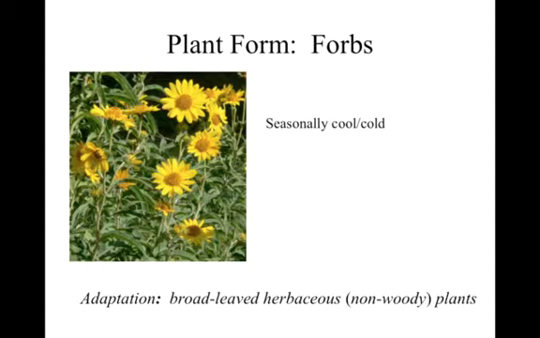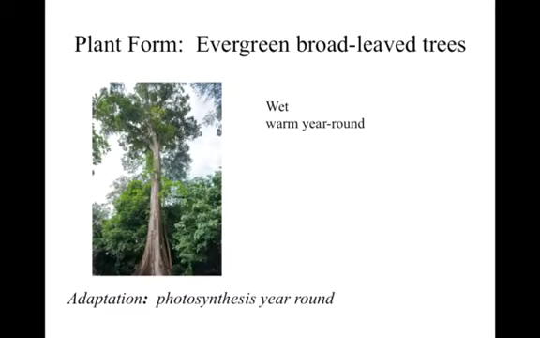The next plant form is forbs. These occur in seasonally cool, cold environments. So, Canada, where it's never really super warm. This is where you find these guys. They are broad-leaved, herbaceous, non-woody plants. And so they tend to do well in the cooler environments where other plants may not do so well.